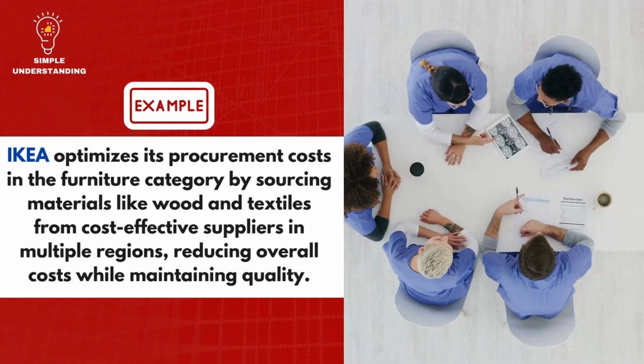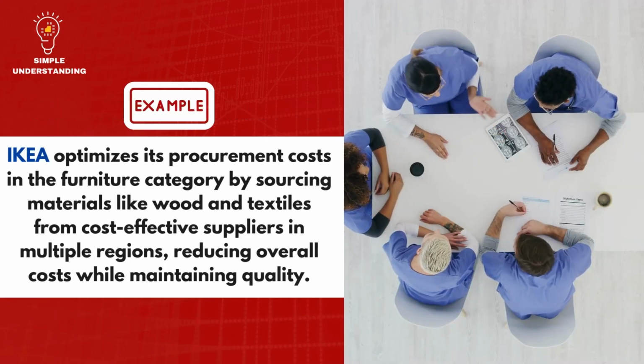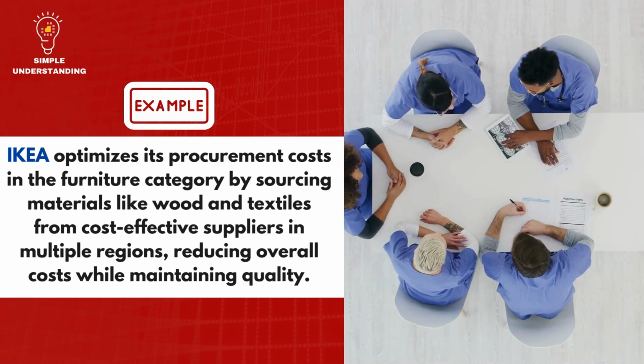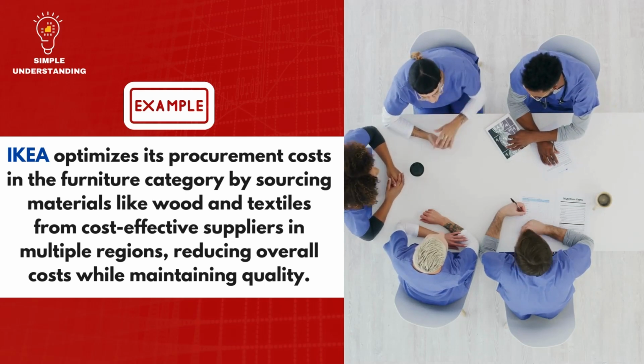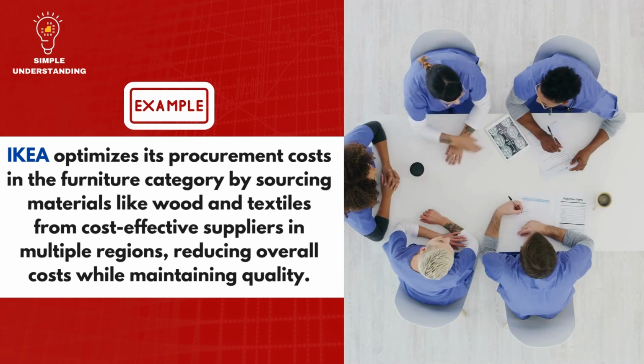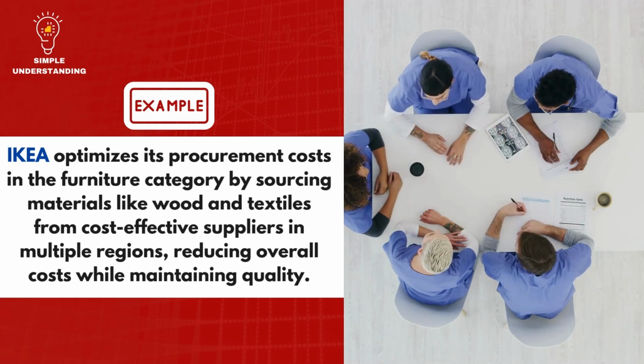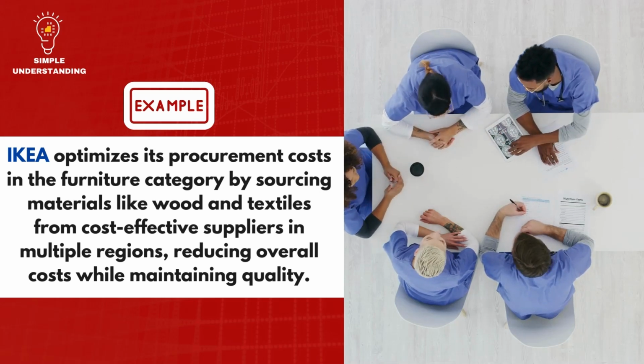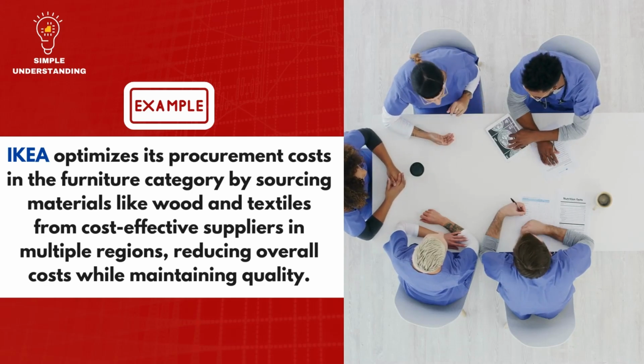Real company example. IKEA optimizes its procurement costs in the furniture category by sourcing materials like wood and textiles from cost-effective suppliers in multiple regions, reducing overall costs while maintaining quality.